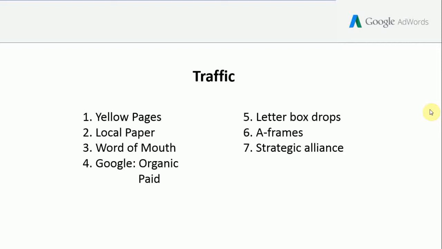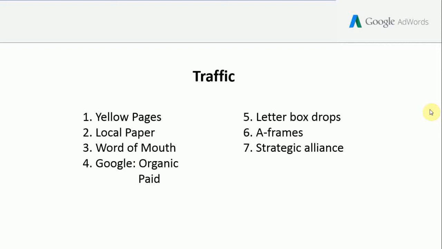Because all of us, well, maybe not all of us, but we've all got 2 or 3 of these things going on. Most of us are in the yellow pages just as a reference. Most, if you're not in the local paper now, you would have been at some point in time. Maybe it was worthwhile, maybe it wasn't. Obviously you get word of mouth, organic Google, letterbox drops, all those kind of things.